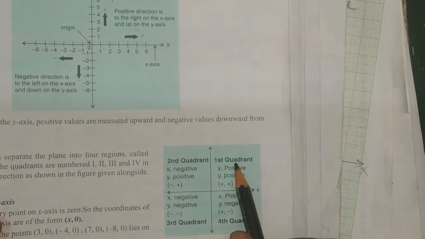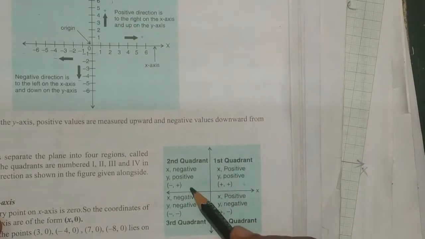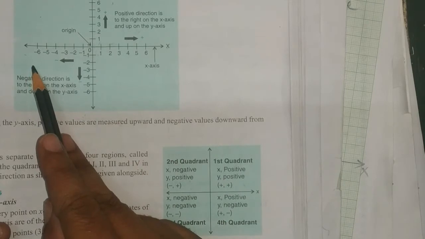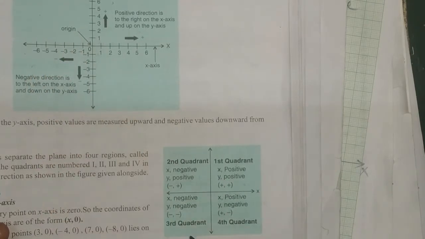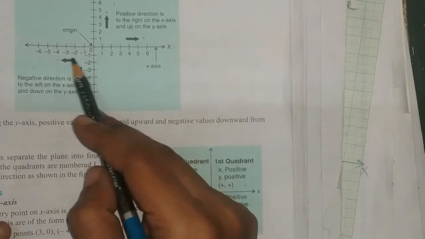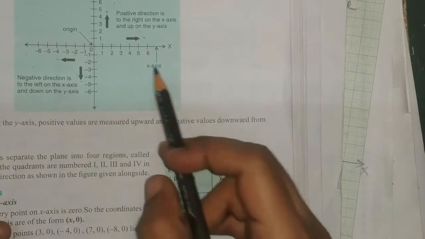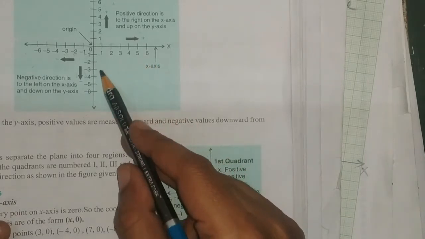In the first quadrant, x is positive, y is also positive. In the second quadrant, x is negative and y is positive. In the third quadrant, both are negative. In the fourth quadrant, we have x positive and y negative.